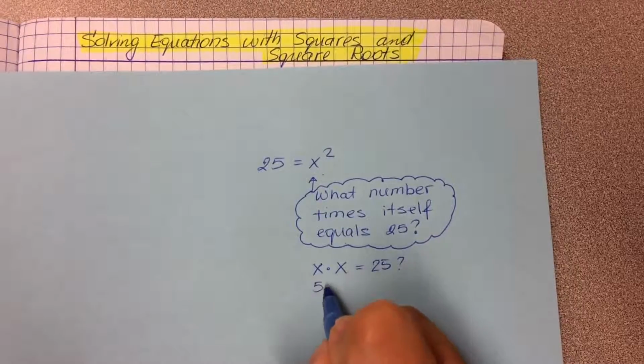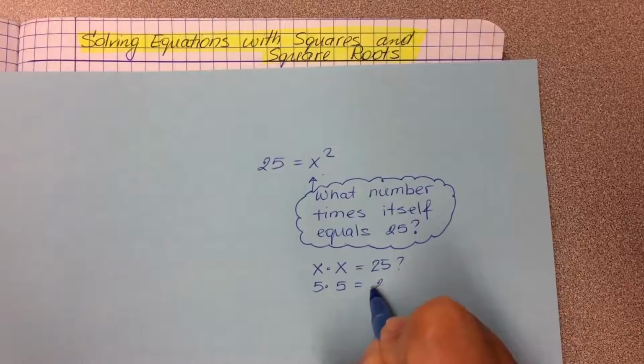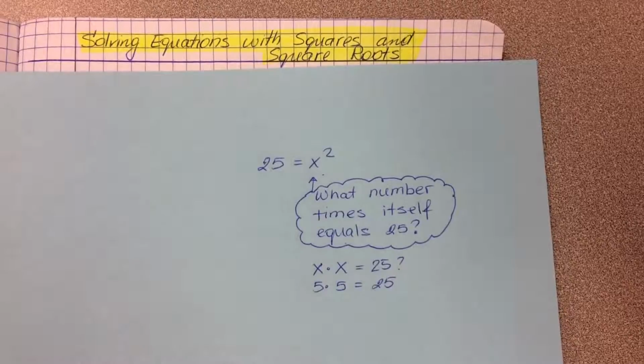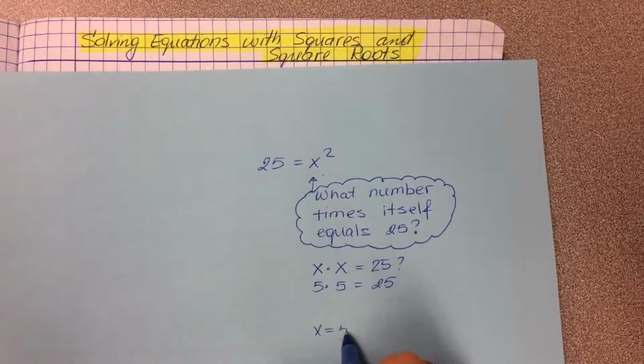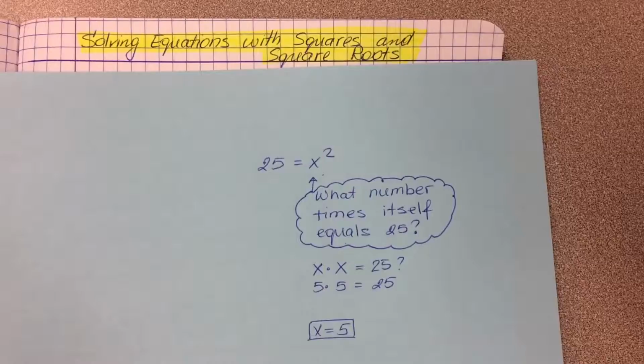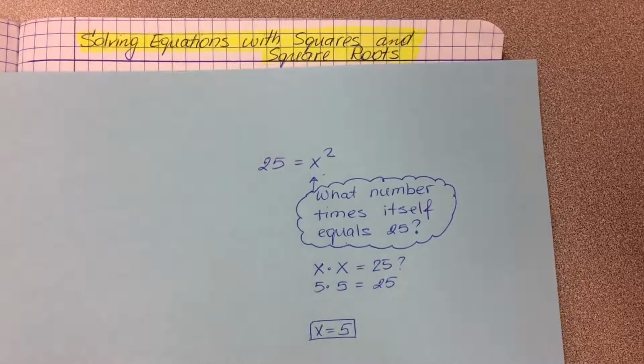5 times 5 equals 25. So the x value must equal 5. Why? Because 5 times 5 equals 25. We'll look at a few more examples and see how to use inverse operations and how to use positives and negatives as well.